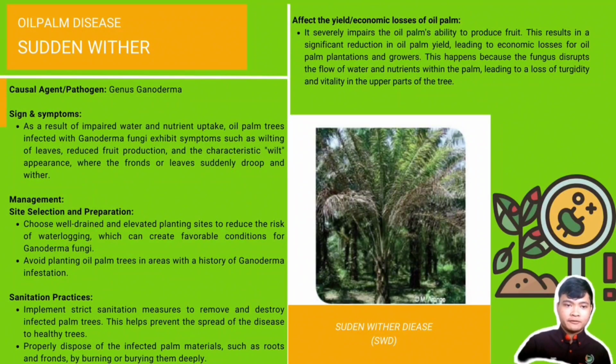The management for this disease has two main approaches. The first one is site selection and preparation. First, choose a well-drained and elevated planting site to reduce the risk of waterlogging, and avoid planting oil palm trees in an area with a history of Ganoderma infestation.